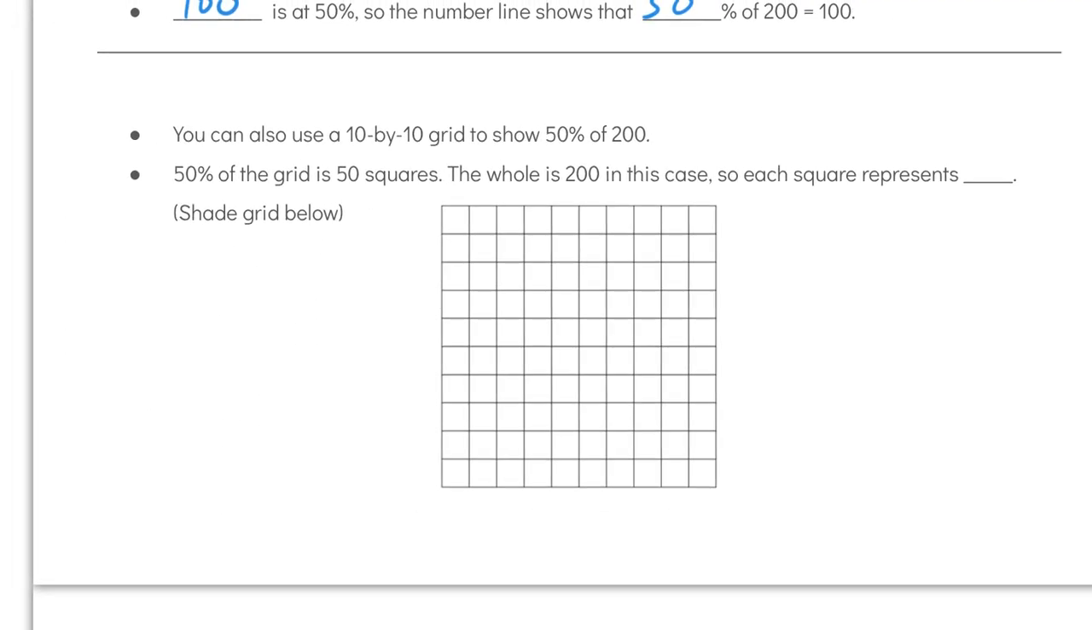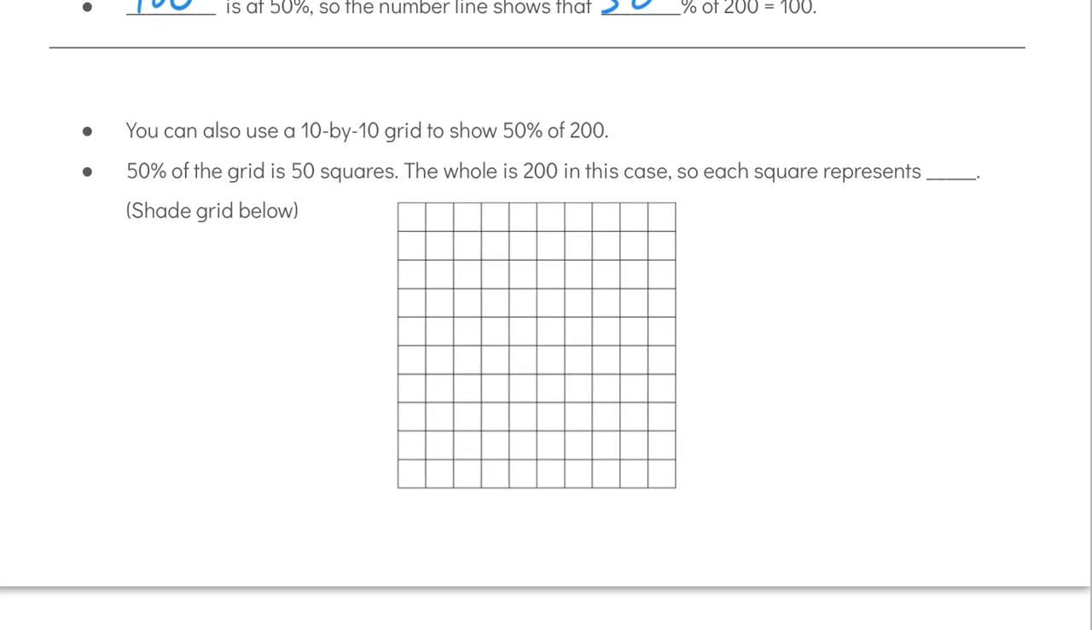You can also use a 10 by 10 grid to show 50% of 200. 50% of the grid is 50 squares. The whole is 200 in this case, so each square doesn't actually represent 1, it represents 2. And we should just shade the grid to 50% down here. So there's 10%, 20%, 30%, 40%, and 50%.